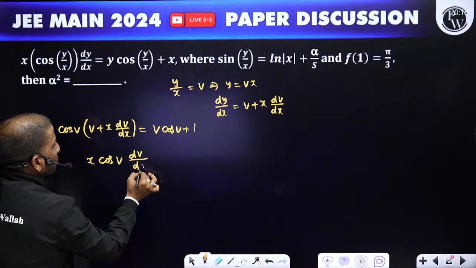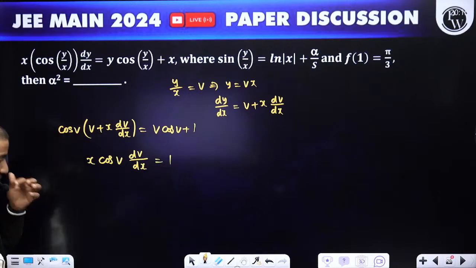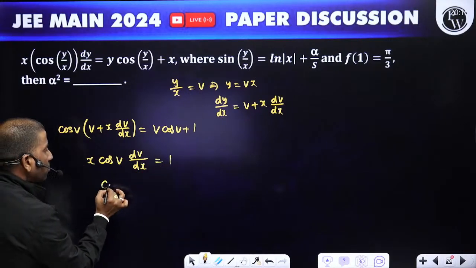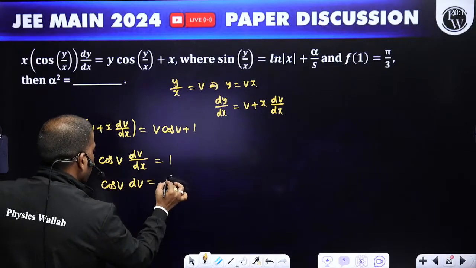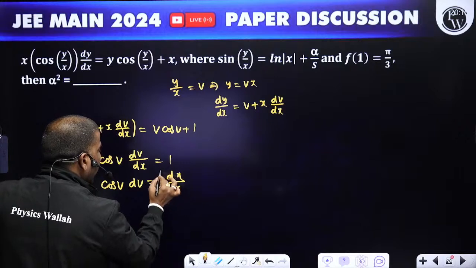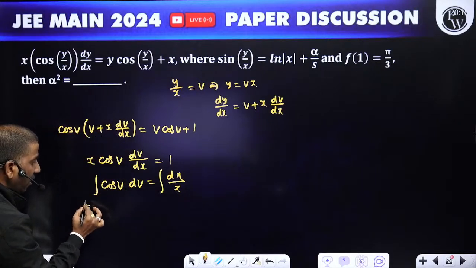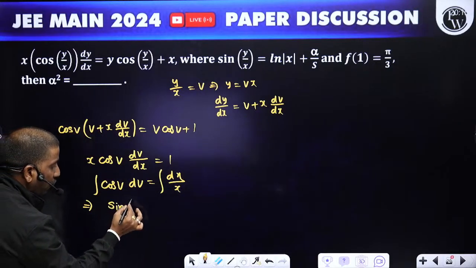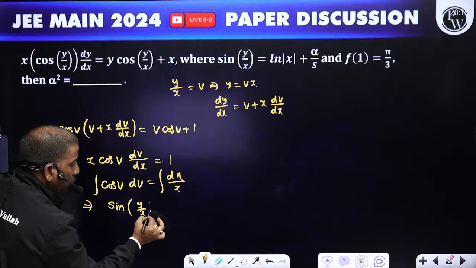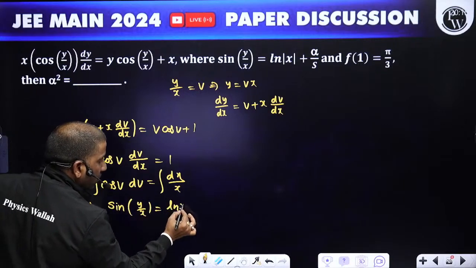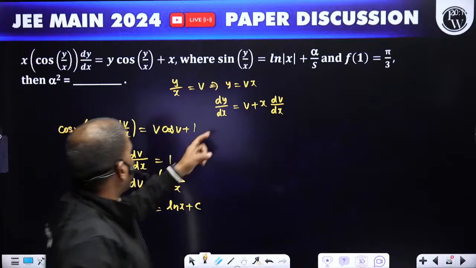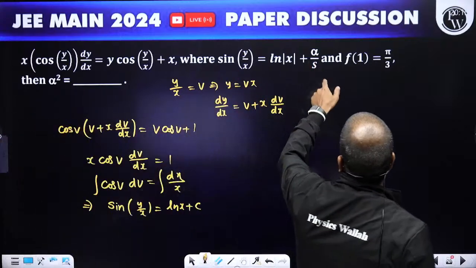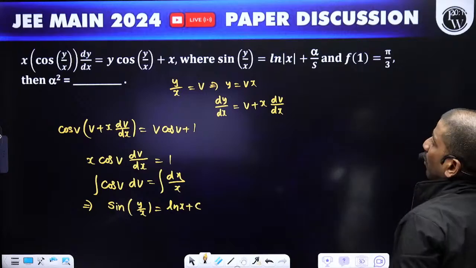If you identify that point, that's very simple. So cos v dv, separating the variables, dx by x, integral on both sides. Integral cos v is sin v, v means y by x, which is equal to ln of x plus c. So sin y by x is equal to ln of x plus alpha by 2, where f of 1 is equal to pi by 3.